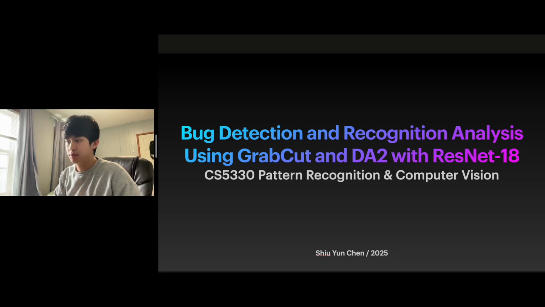Hey everyone, so I'm Sean, and this is my presentation for the computer vision final project. Today we're going to talk about bug detection and recognition using GraphCut and DA2 with ResNet 18.